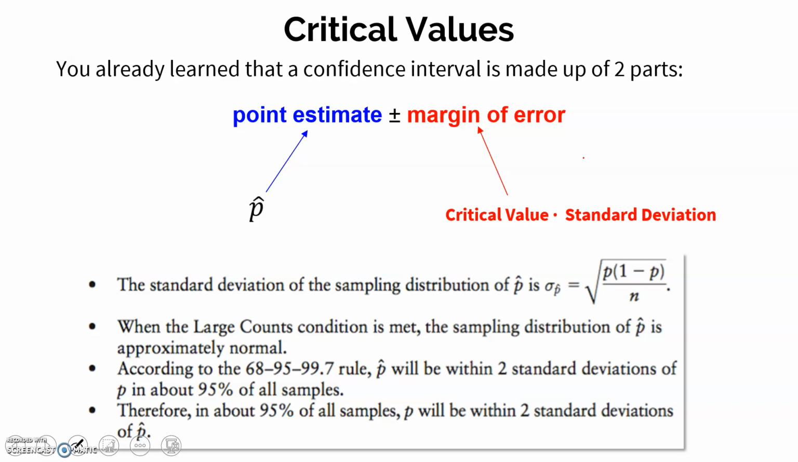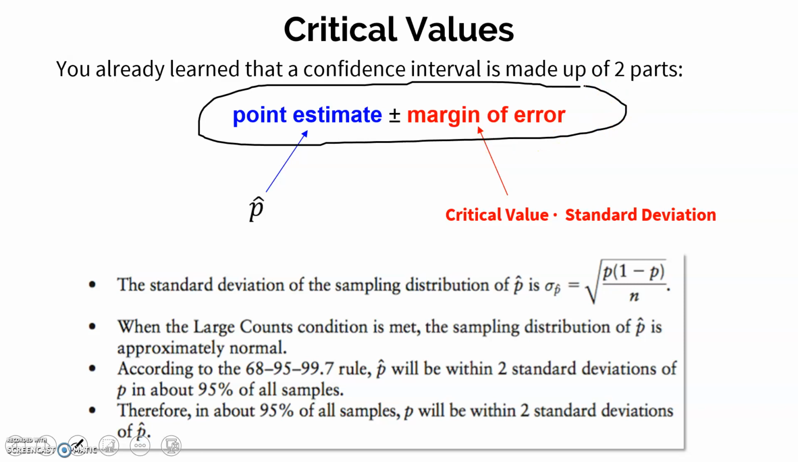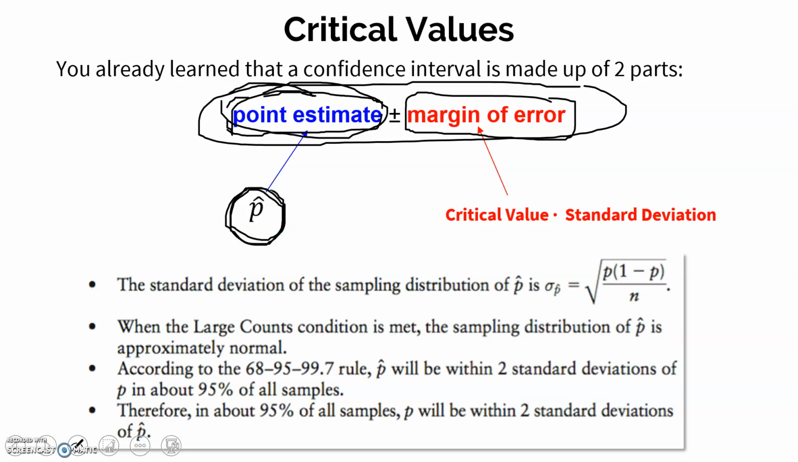All right, so now we're going to move on to this idea of a critical value. You have learned earlier in chapter 7 that a confidence interval is made up of two parts: a point estimate and something called a margin of error. What you're going to see shortly, maybe not necessarily today, is that to get the point estimate, we're just going to use p hat. It's as simple as that. But the margin of error is a little bit more difficult. The margin of error involves something called a critical value and also the standard deviation.